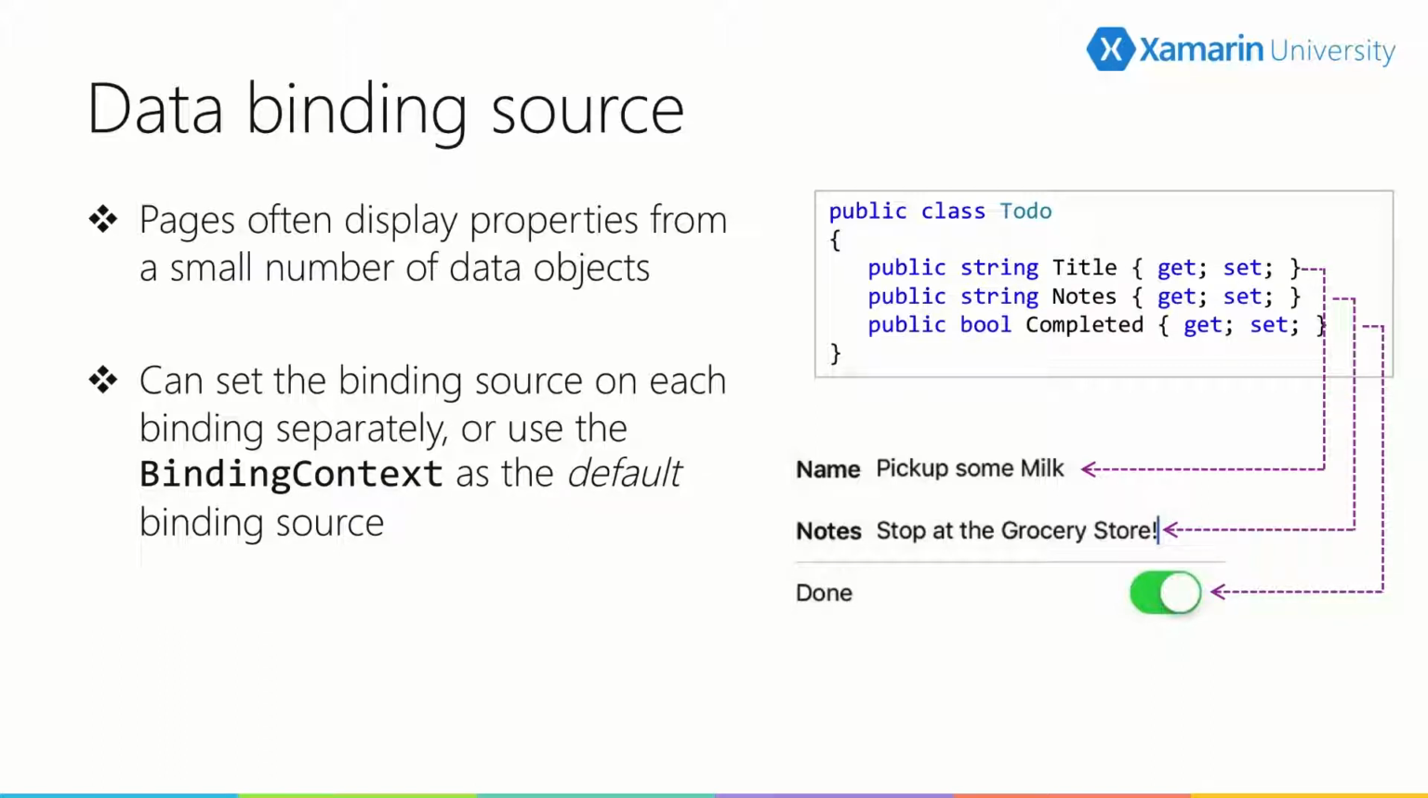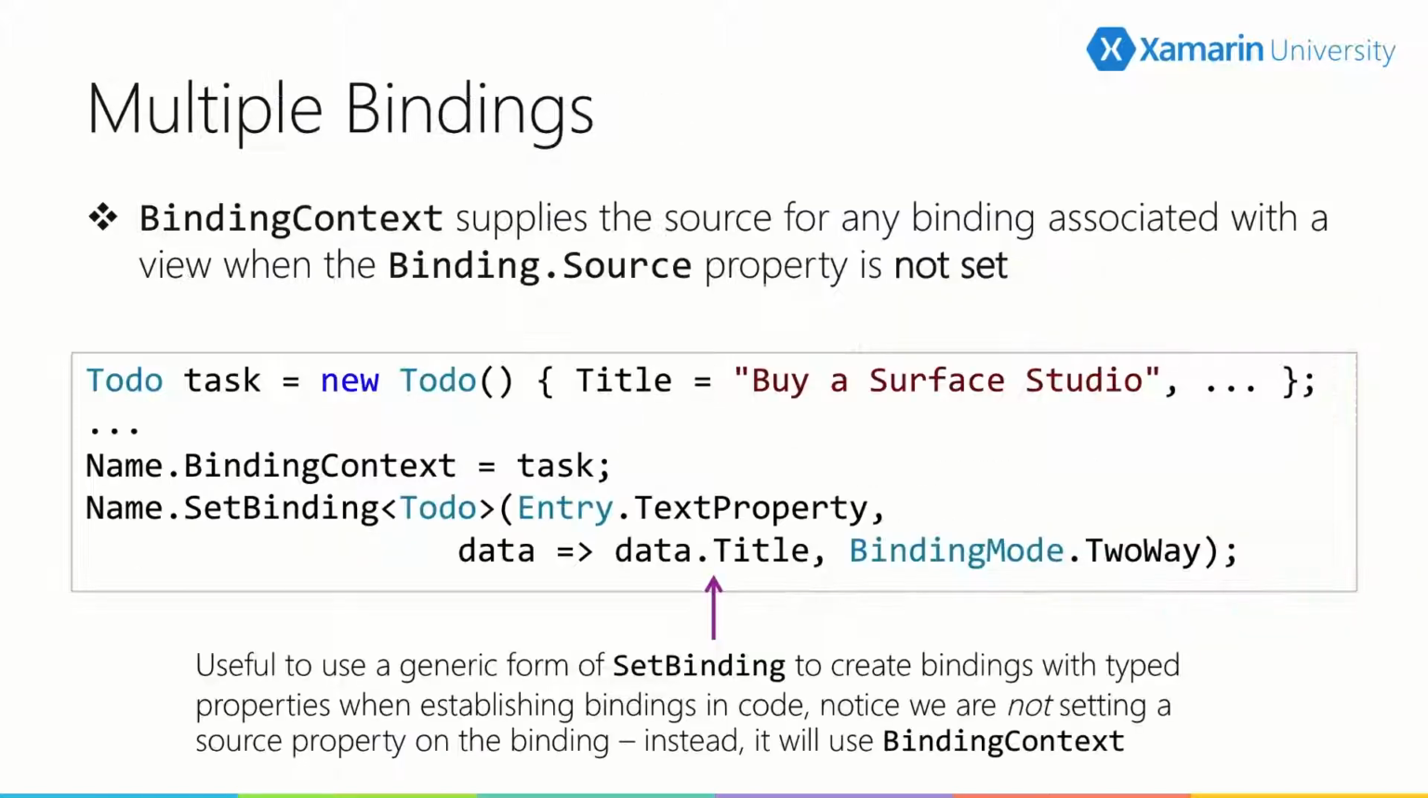Now, instead of repeating the source over and over again, which would be the same, it would always be the very same to-do object, we can set up a default binding source. And that default binding source is defined by setting the binding context. So let's have a look at that. We start in code.